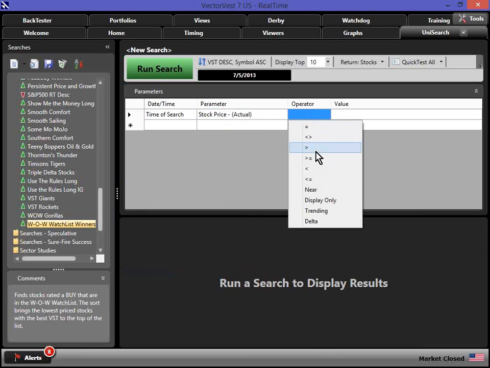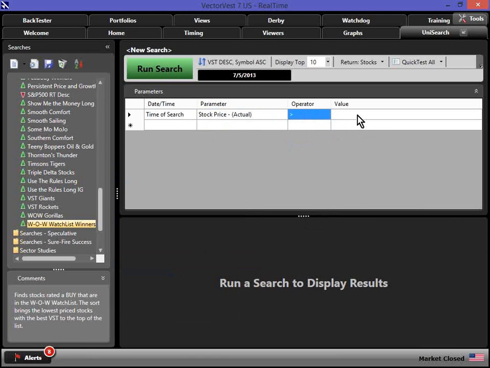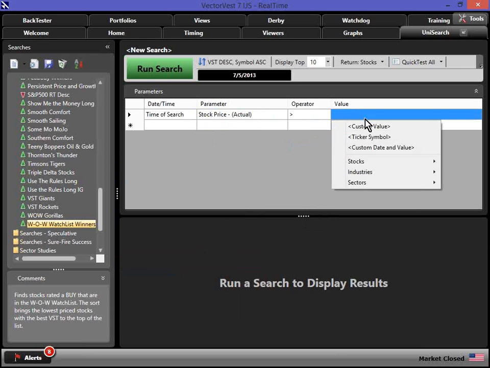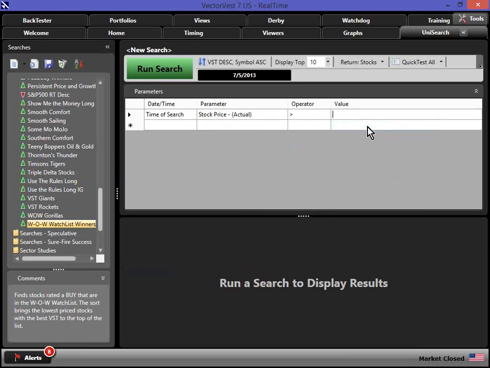Then I come to operator, and then you've got these choices here. Equal to is equal to. Some people don't know what this means. This means not equal to. All right, so Arnaldo said he wanted to be greater than. And then when you come to the value box, you just click in there and choose custom value. And we're going to do 10.